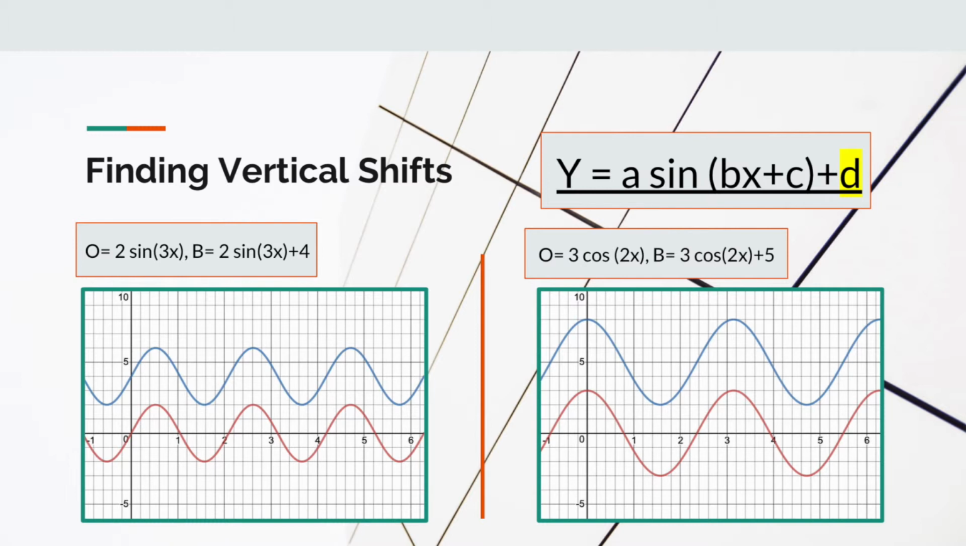Now let's look at the right. The orange wave is 3 cosine 2x, and the blue is 3 cosine 2x plus 5, with the 5 outside the parentheses. Can you tell me what the vertical shift is? I know, it's pretty obvious, but still. Yes, the vertical shift would be plus 5.